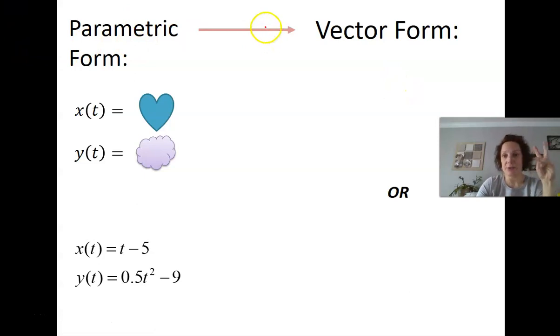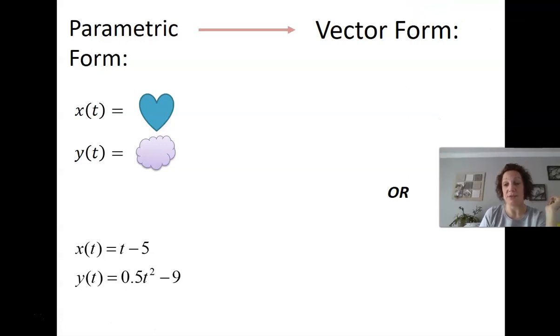Parametrics and vectors go hand in hand. So if you're in physics, you're used to vector notation. If you are not in physics, let me just show you. It's not a new concept. It's just a new notation.